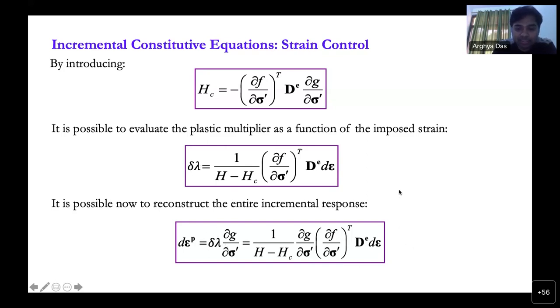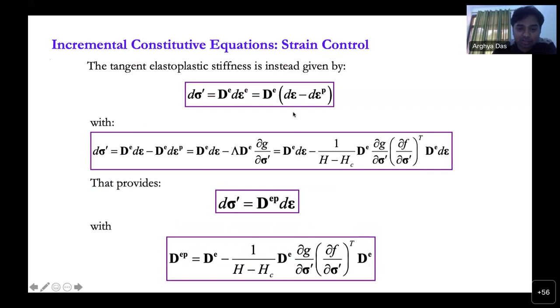We get the total plastic strain when we replace delta lambda in the flow rule equation. I'm going very fast, but if you look at any standard textbook, these are very simple steps to follow, just using three things: the consistency condition, the flow rule, and the elasticity. That is sufficient. Once we have the plastic strain, we can put it back in the elastic equation, and if we replace it all together, we can get the final form of the elastoplastic stiffness.